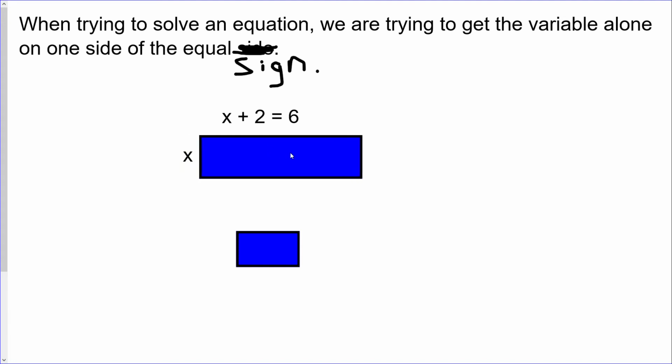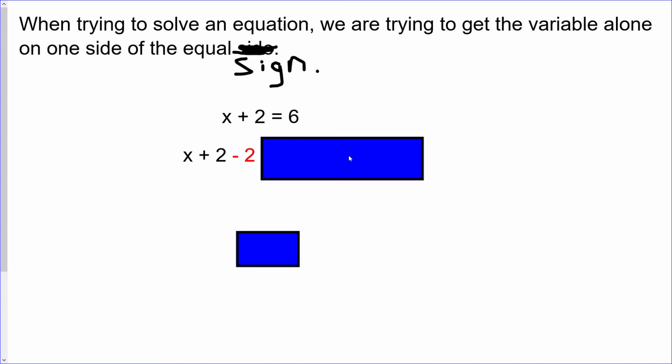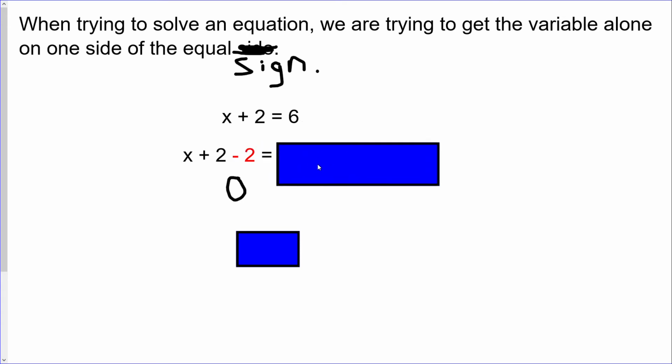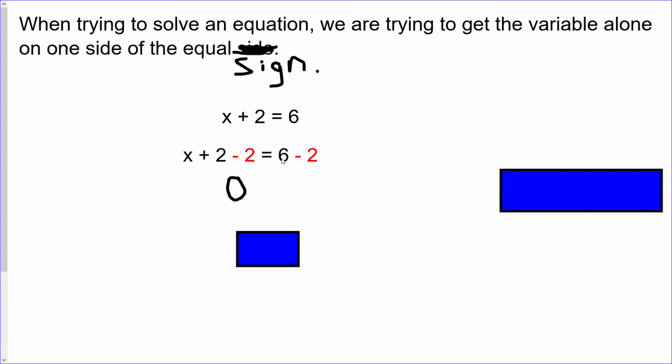And the way you would do that is you would subtract 2 from this side of the equal sign. Because what is 2 subtract 2? It's equal to 0, which means we're kind of getting rid of that positive 2. Okay, now remember from before, whatever you do to one side, you do to the other side. So you have to have 6 minus 2 on this side as well. Okay, now of course 6 minus 2 does not equal 0, 6 minus 2 equals 4.